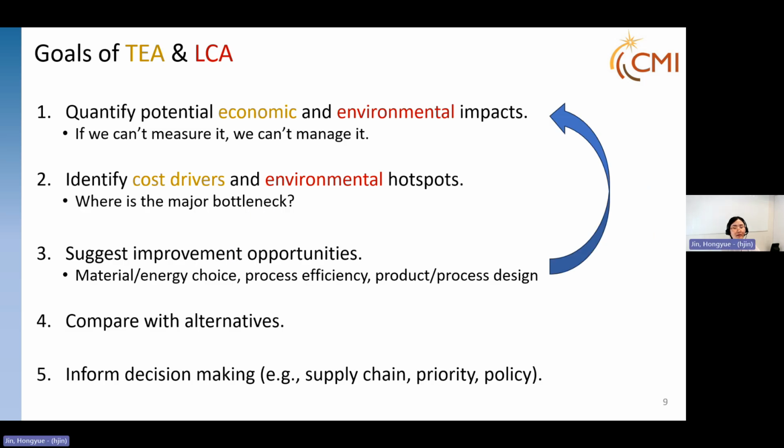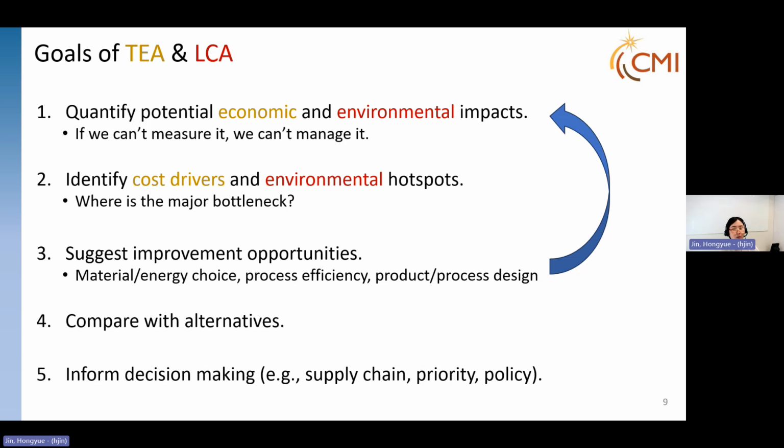Okay, other goals of TEA-LCA. In this talk, I'm going to focus on the low TRL TEA-LCA. And in this case, we first want to quantify what is the potential economic and environmental impacts. As the old saying says, if we can't measure it, we cannot manage it. Especially for environmental impacts, it's not tangible. We don't pay cash. It's difficult, and we want to first measure it.